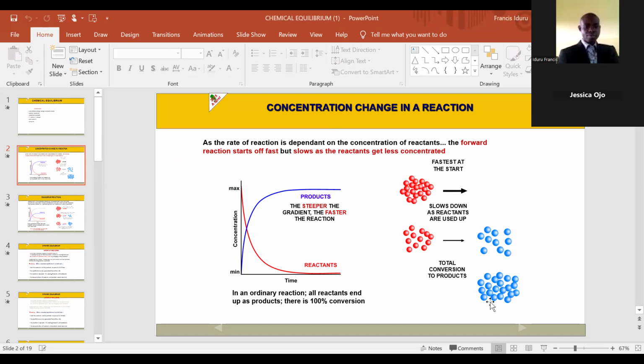So as the reaction increases, you have an equilibrium position formed where the two arrows meet.